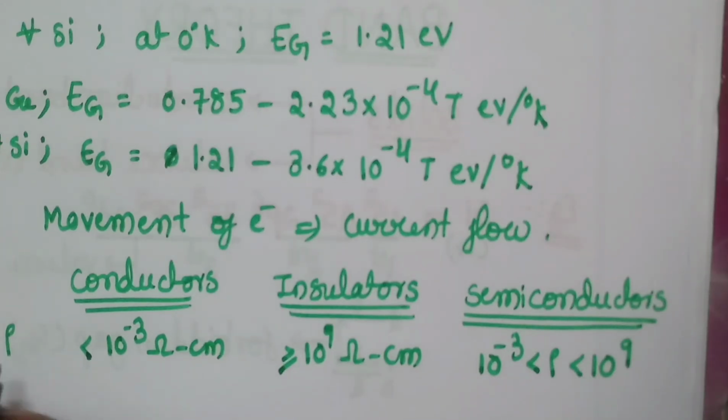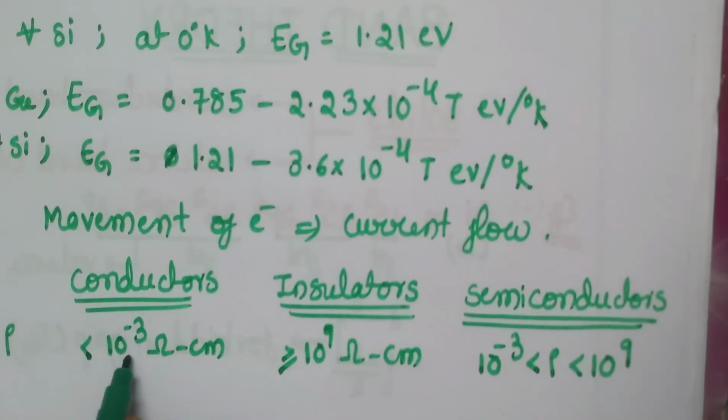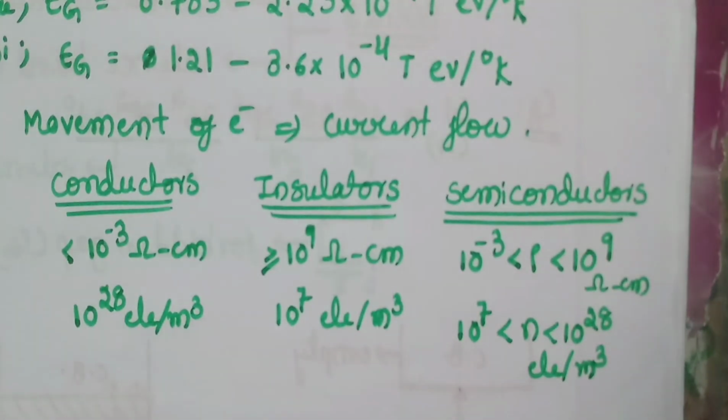Let us now discuss some of the parameters related to conductors, insulators and semiconductors. The value of resistivity is less than 10 to the power of minus 3 ohm centimeter for conductors and greater than or equal to 10 to the power of 9 for insulators, and its value lies between 10 to the power of minus 3 and 10 to the power of 9 for semiconductors. Similarly, the electron concentration n is 10 to the power of 28 electrons per meter cube for conductors and 10 to the power of 7 electrons per meter cube for insulators, and its value lies between 10 to the power of 7 and 10 to the power of 28 for semiconductors.